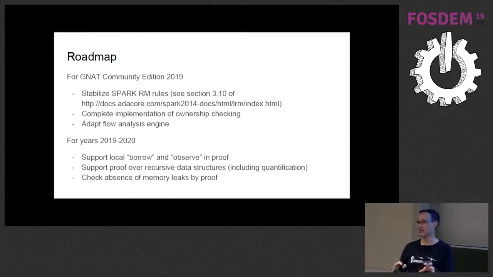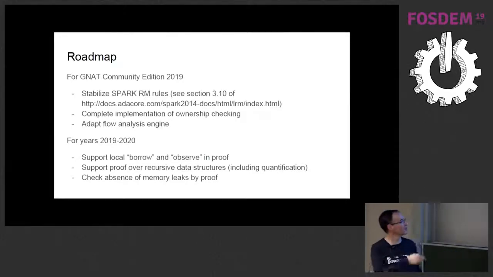Spark goes in two different stages for analysis. There's flow analysis, which does local static analysis, a simple one for all the flows, reaching essentially the bronze level. And then there's proof, where we use provers under the hood to reach the higher levels of guarantees, silver, etc. So we want to finish that flow analysis, which we haven't started.